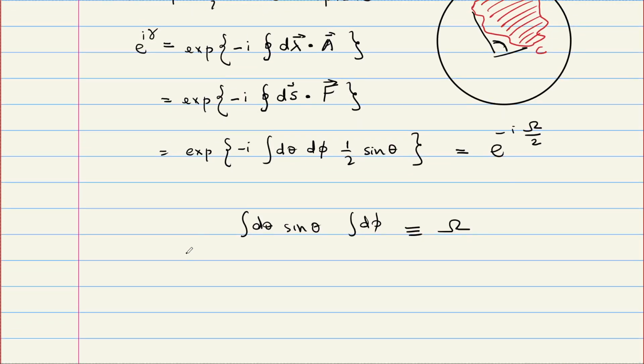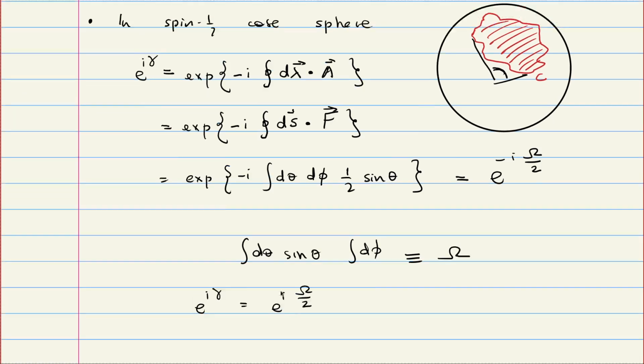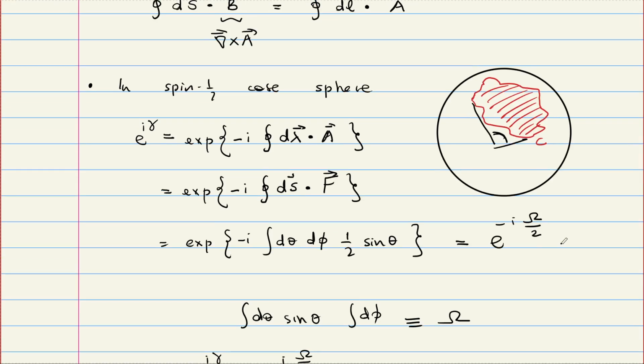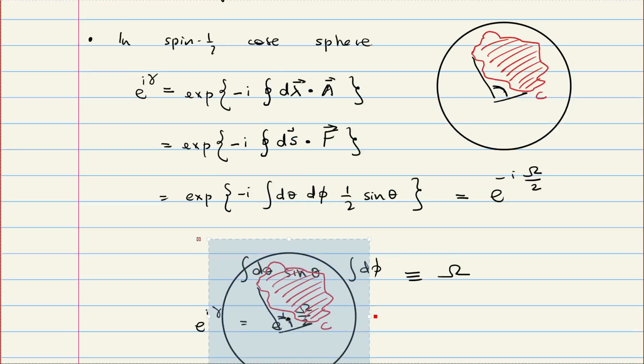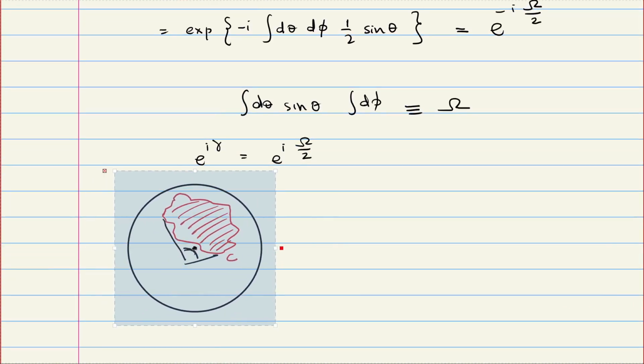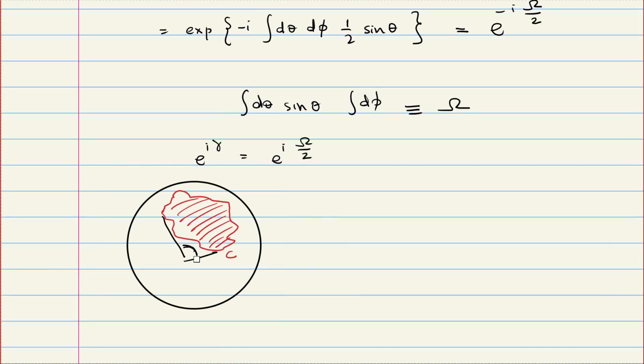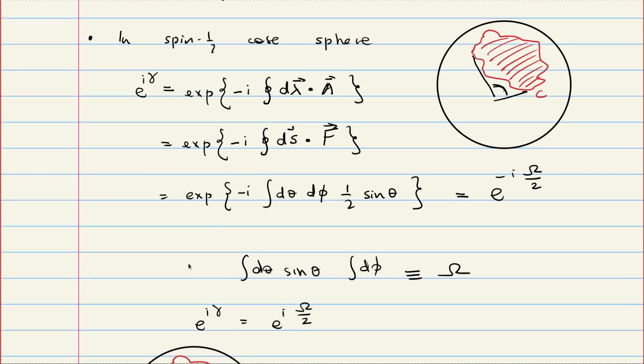Okay, the conclusion is the phase I acquire after adiabatic evolution is e to the I gamma is equal to e to the I solid angle. But now there is like a problem, right? On the sphere, I can draw any loop. This is my loop, and there is ambiguity. What is inside and what is outside is ambiguous. What is the direction of the vector f? Because we didn't specify the outputs.